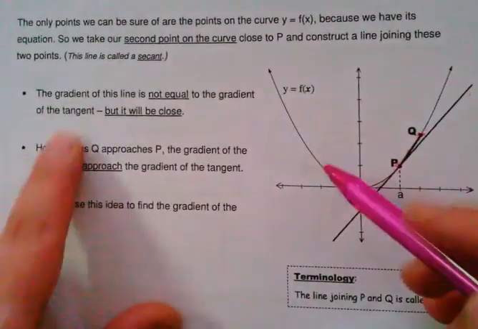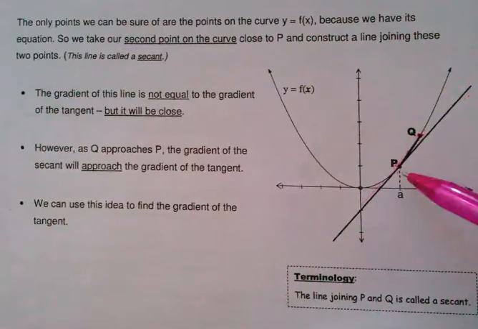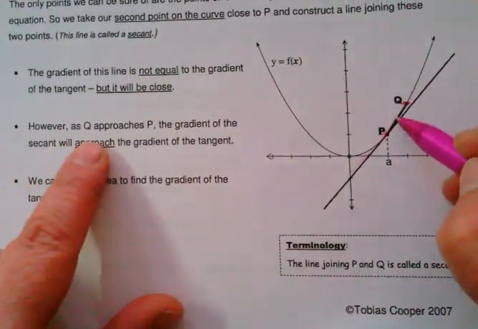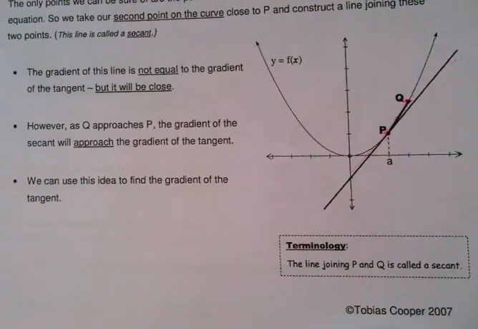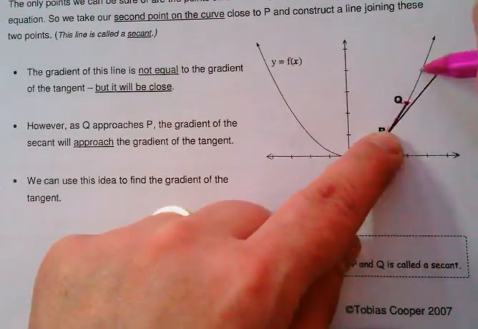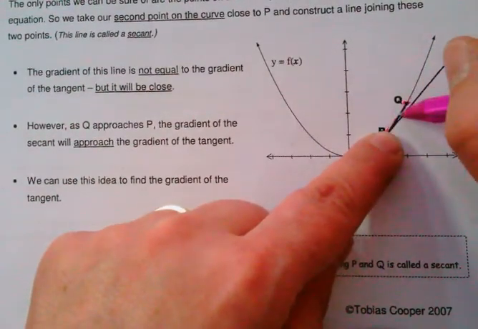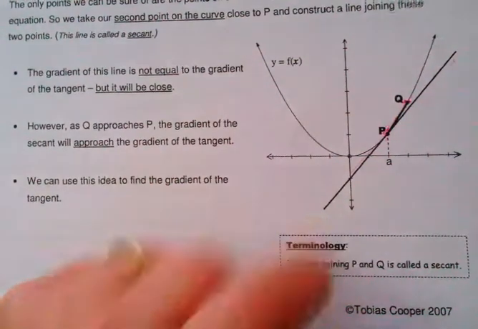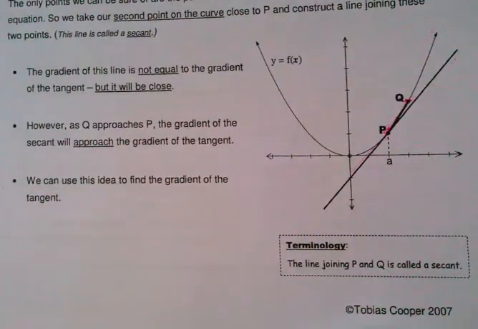The gradient of this line is not equal to the gradient of the tangent, but it will be close. However, as Q gets closer to P, the gradient of the secant will approach the gradient of the tangent. They'll get closer and closer. If Q is up here, the gradient is like that. Q comes in, it's closer. It's almost getting to the same gradient as that line as Q gets closer to P. So we'll use this idea to find the gradient of the tangent. Remember, PQ is called a secant.